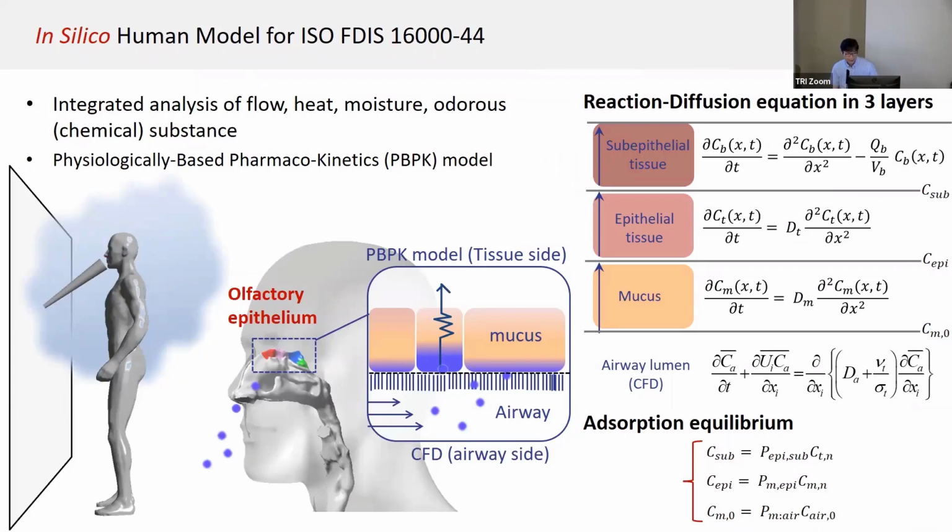Here, this is the in silico human digital twin model for reproducing the experimental conditions of ISO 60044. In this case, I adopted a very simplified PBPK model as the boundary condition of the inner tissue surfaces in the respiratory system. We conducted an integrated analysis of flow, heat, moisture, and odorous chemical compounds. Here, I'd like to show the result of the acetone case.